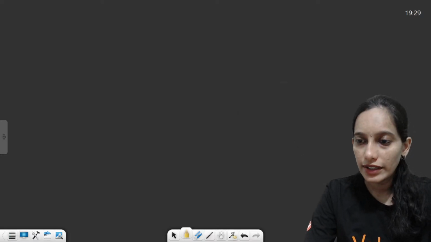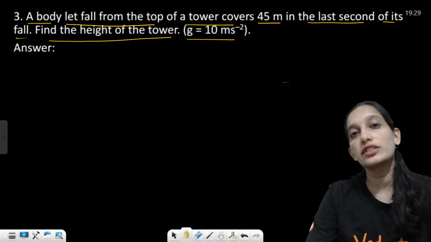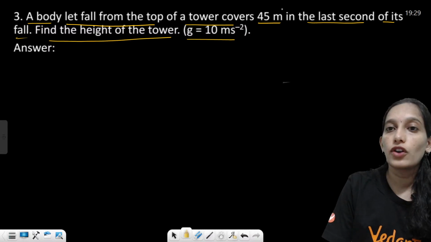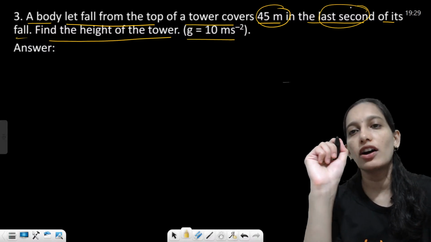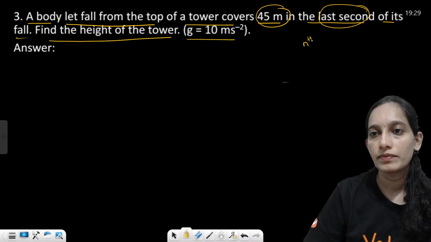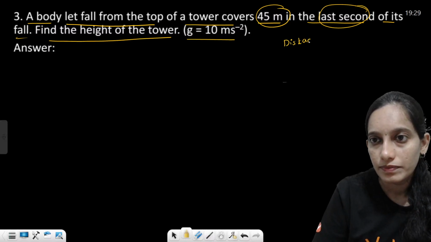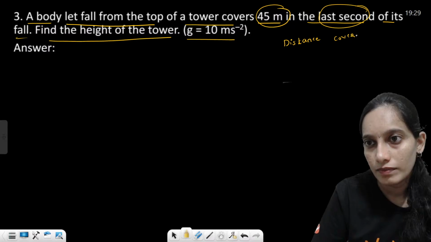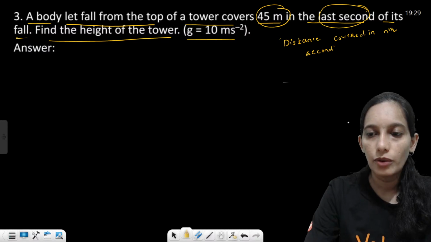Here they're not asking you to find out the total distance traveled or distance traveled in some seconds. What they have given, 45 meters in the last second, corresponds to a particular second, how much distance is covered. We call that the distance covered in the nth second. Distance covered in the nth second, I am going to give you the formula.